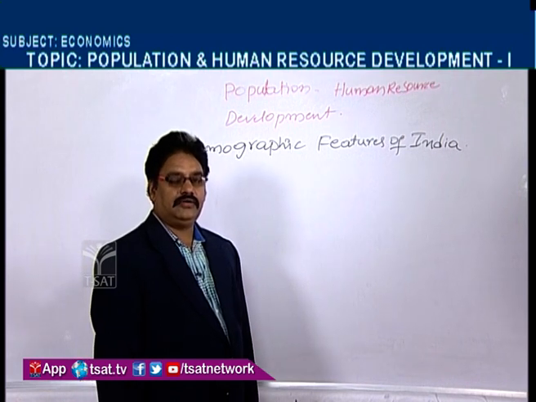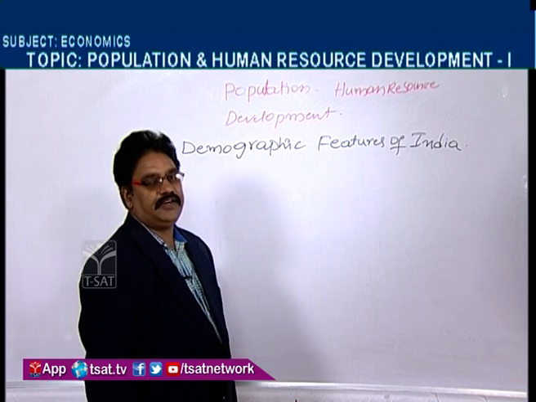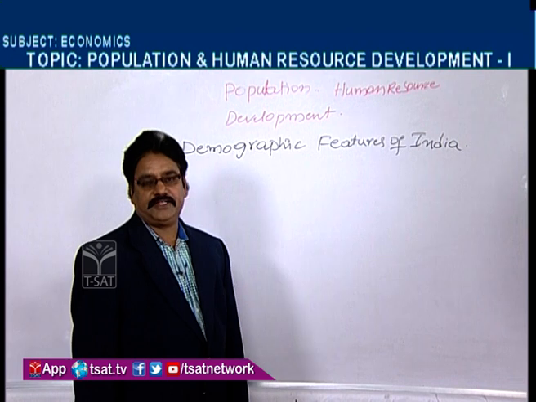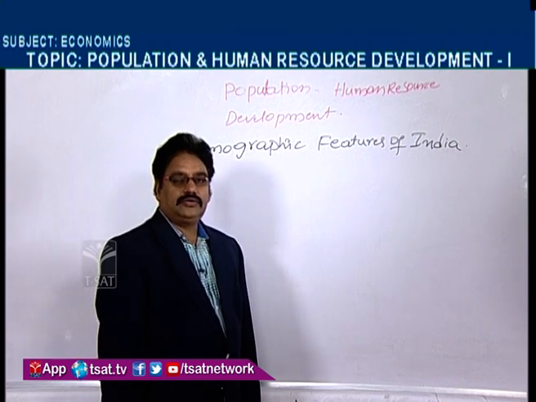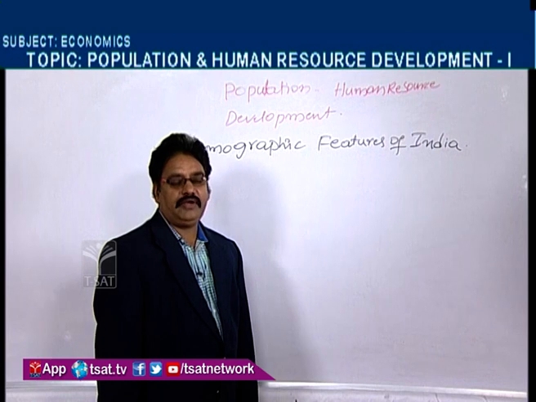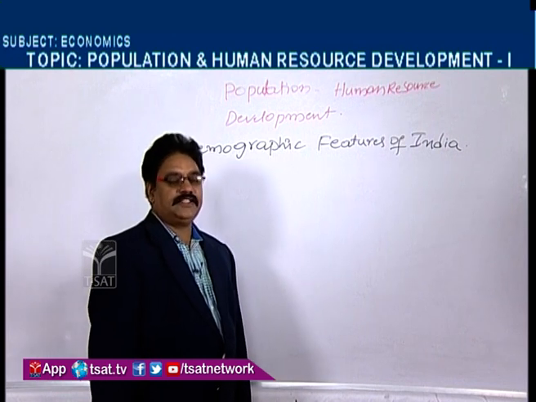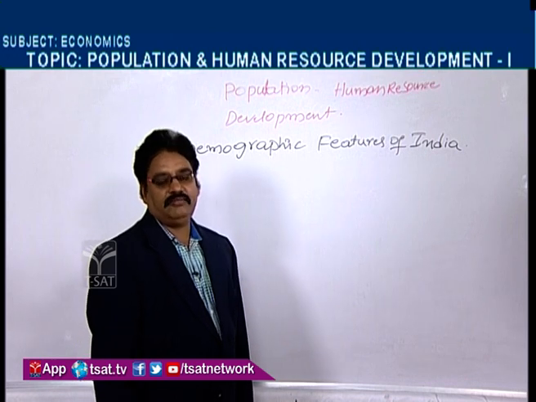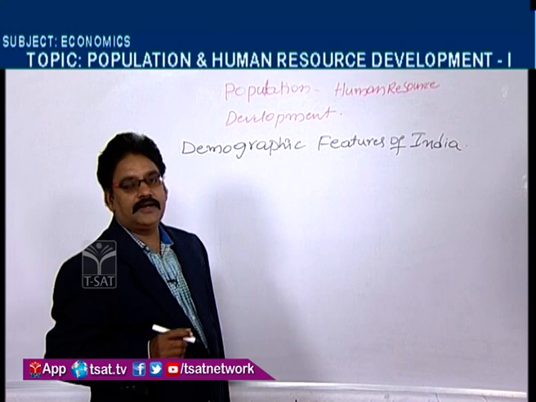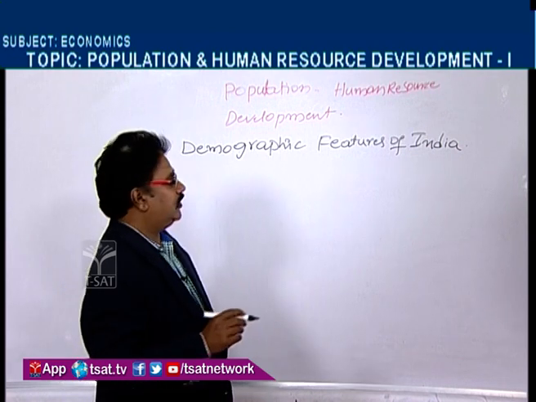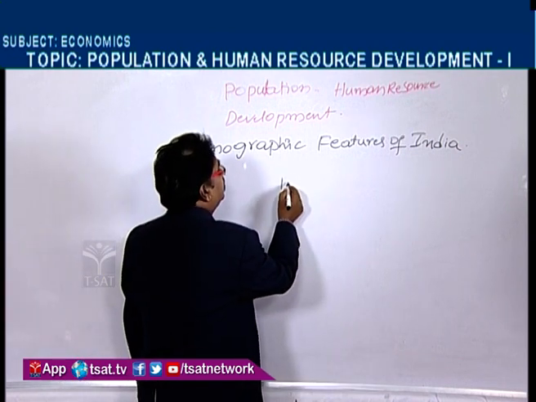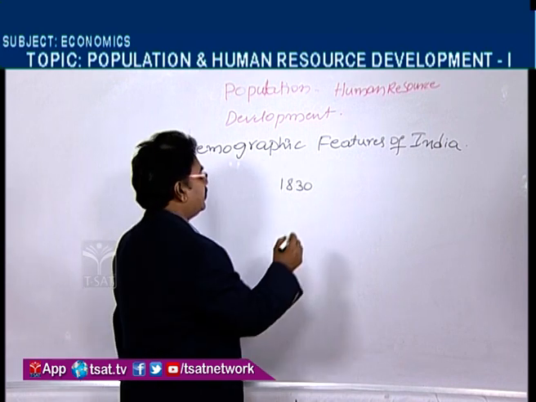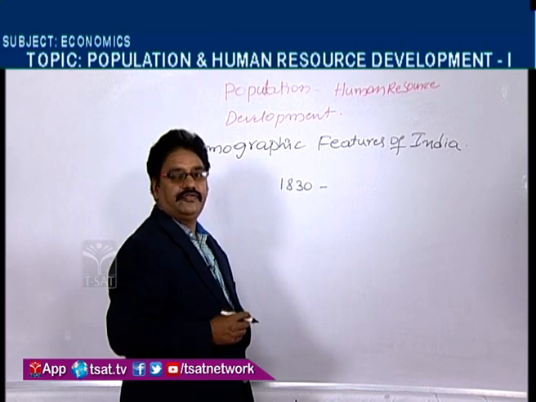Population and demographic features of India. Before going to India's particulars, first we will discuss the world population. Today we have more than 6 billion, and the world population has reached almost 7 billion. The first billion of world population was during 1830. During 1830, the world entered its first billion.